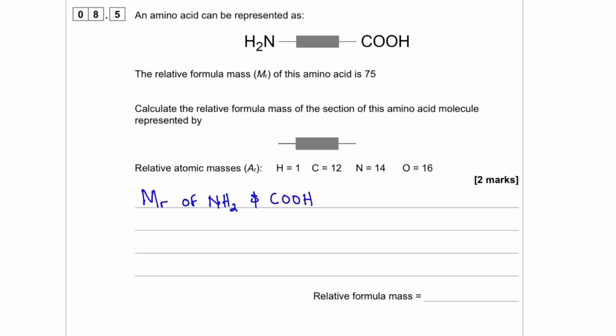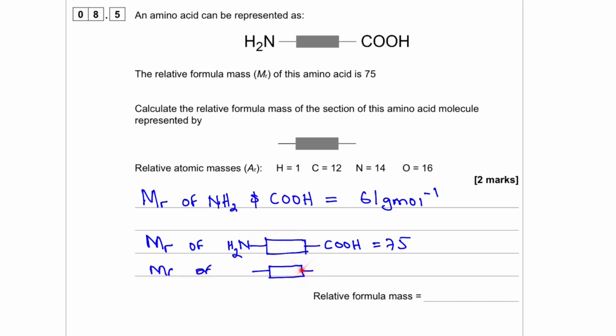We start off with the relative molecular mass of the NH2, that one, and COOH, this one here, which add up to 61 grams per mole. The relative molecular mass of this compound here is 75. So if I want to find that one, the relative molecular mass of this will be 75 minus 61, and that will give you 14 grams per mole. So we're expecting 14 grams per mole.